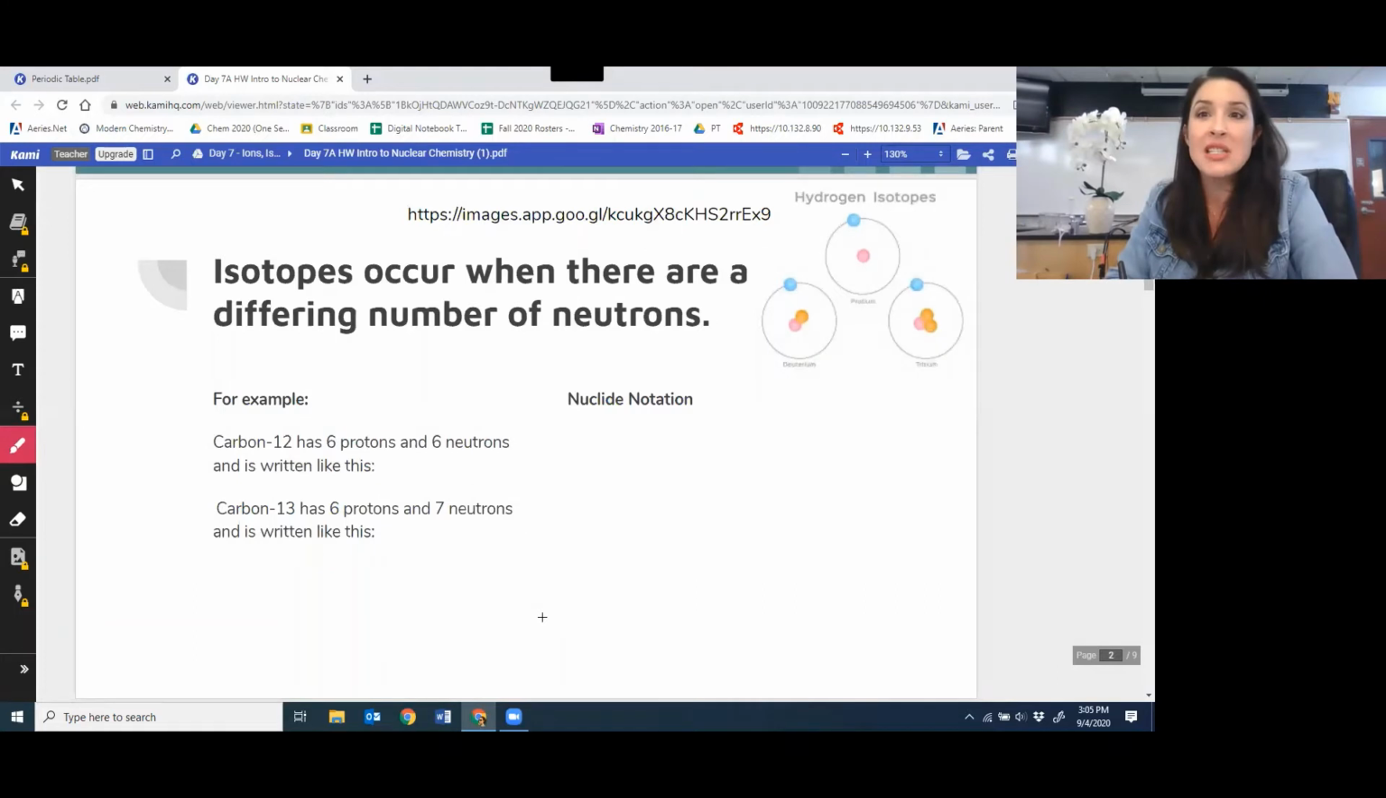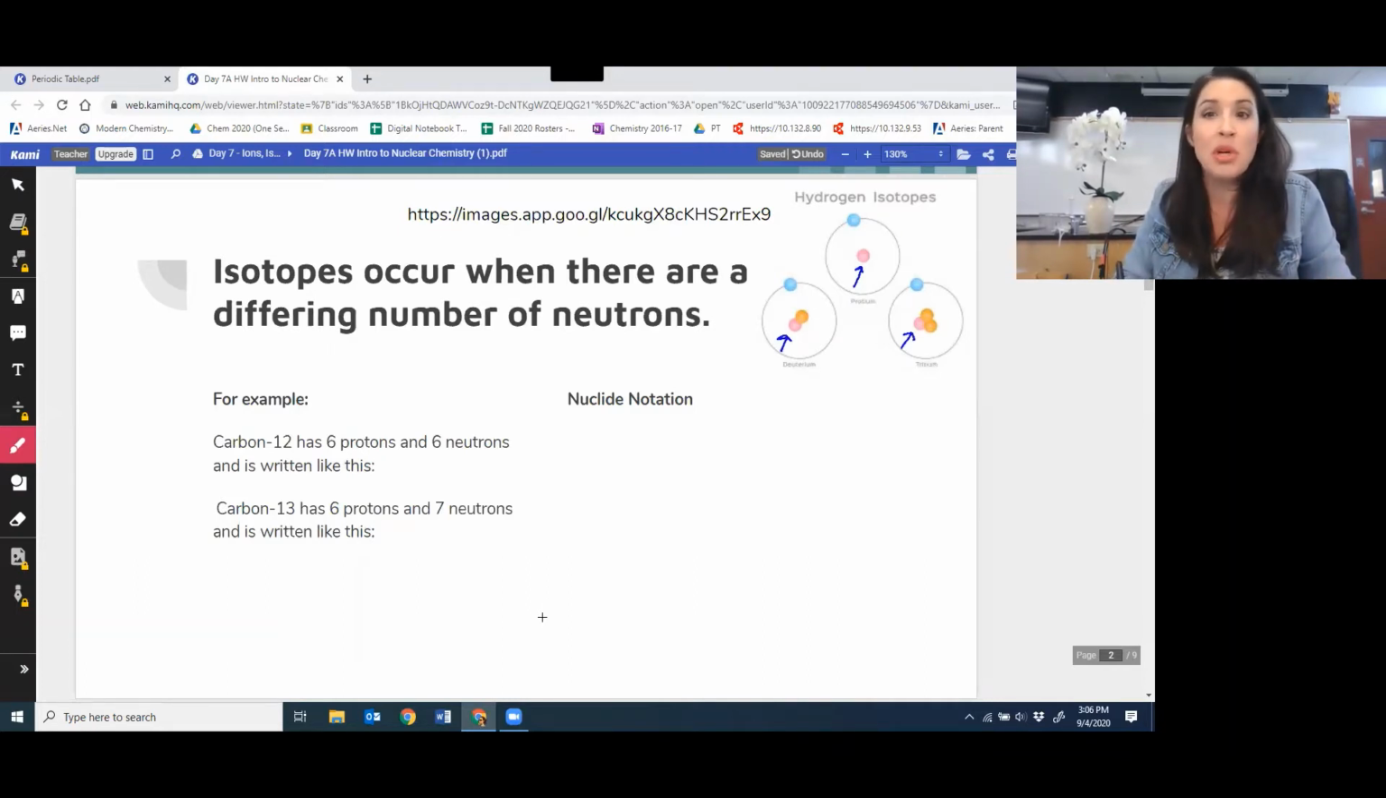Here are some different isotopes of hydrogen. All of them have one proton because, of course, every atom of hydrogen has only one proton. That's its unique characteristic that makes it what it is. One proton, and they have differing numbers of neutrons, which is what makes them isotopes.